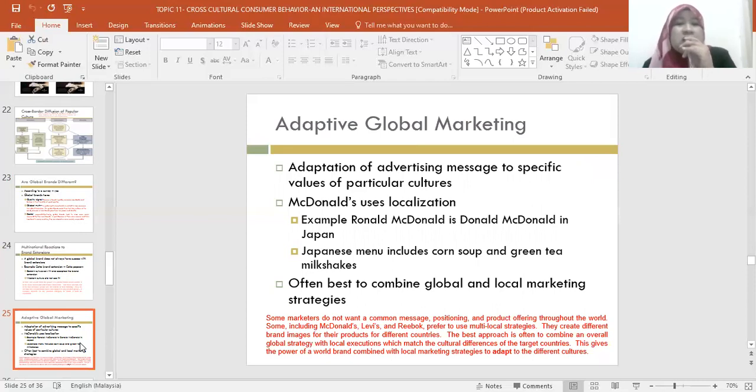McDonald's uses localization. For example, Ronald McDonald is Donald McDonald in Japan. They used to change the name. And the Japanese menu includes corn soup, okay, and green tea in milkshake. So that is in Japan. And I can give several examples. If you go to India, they don't have Big Mac because, as you know, Hindus are prohibited from eating meat, right? So they come up with the Maharaja Big Mac. Okay, so Maharaja Big Mac is known as a veggie patty. It is like a pergedil, but made with vegetables, okay. And they also have the tola burger like that. Okay, that is in India.